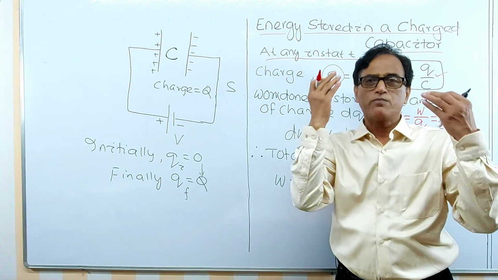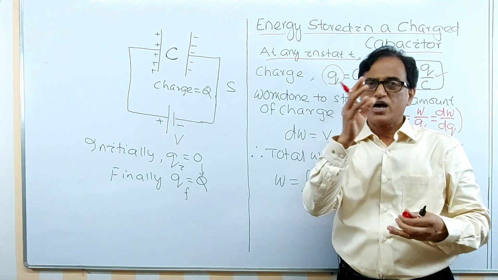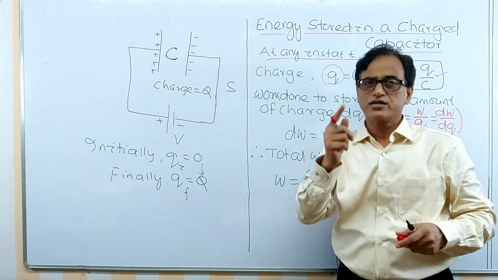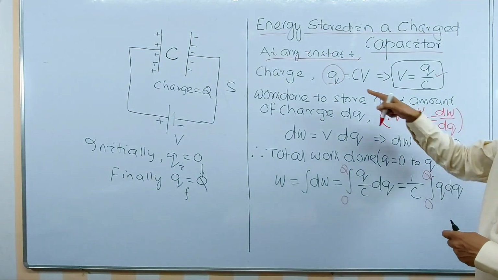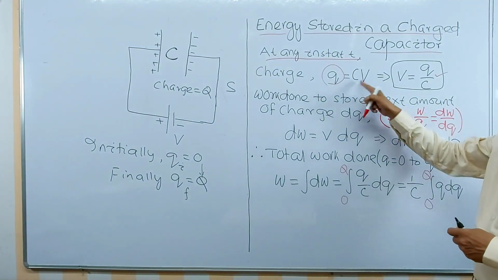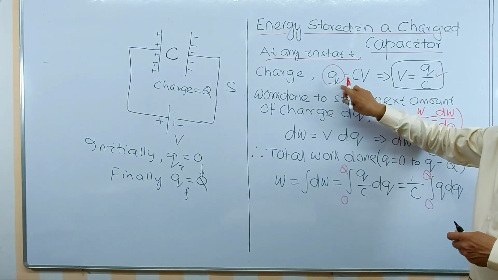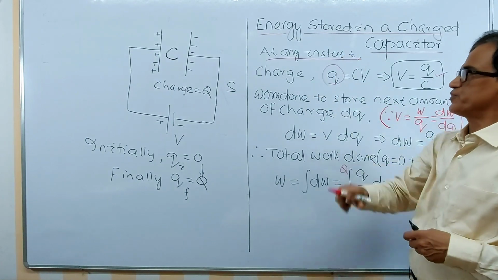Between the minimum and maximum there is a charge. At any instant that charge becomes small q. That small q is a charge that is CV, and this is the charge at any time t.